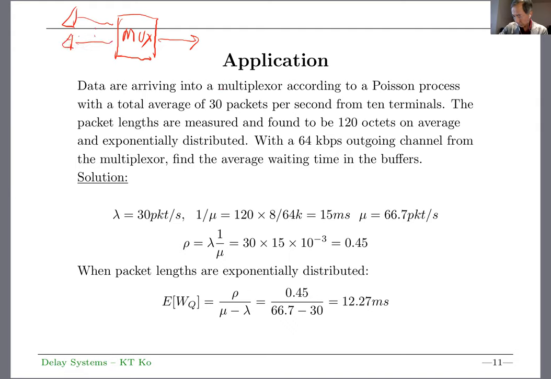Terminals 1 to 10. So jobs, or packets, come into the multiplexer, and they are buffered inside the multiplexer to store those packets. And then they wait for their turn to be sent out. So data arrives into the multiplexer according to a Poisson process with an average of 30 packets per second from the 10 terminals altogether. The packet lengths are measured and found to be on average 120 bytes long, with an outgoing line of 64 kilobits per second.